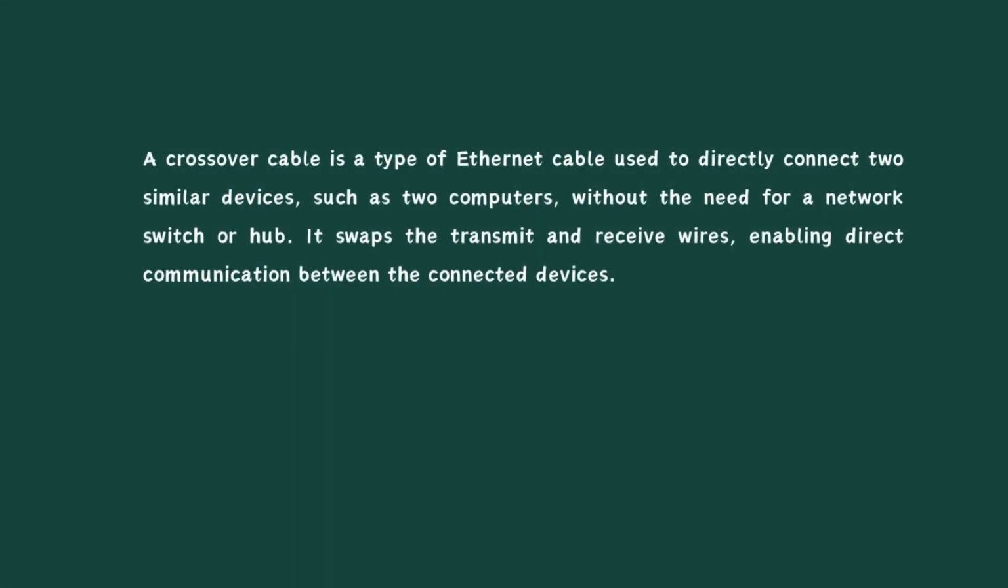A crossover cable is a type of Ethernet cable used to directly connect two similar devices, such as two computers, without the need for a network switch or hub. It swaps the transmit and receive wires, enabling direct communication between the connected devices.